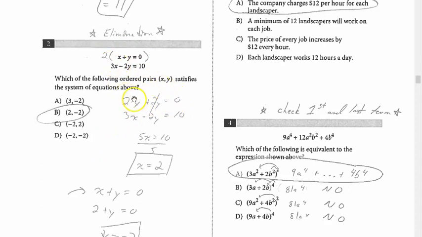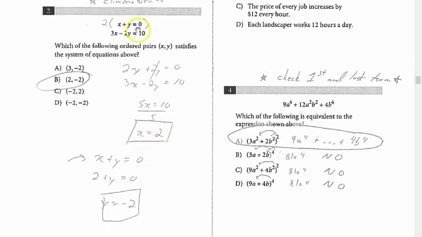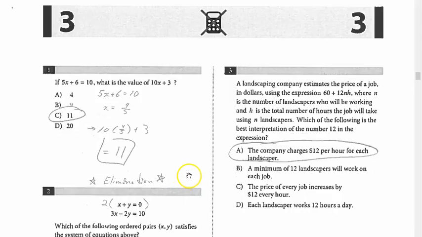Now adding down, well, 2 and 3 give me 5. 2 and negative 2 cancel, and 0 and 10 give me 10. Dividing, I got x is equal to 2. Now plugging back in, I picked the easier looking equation. So I had x plus y is equal to 0, substituted 2, subtracted, and I find y is negative 2.